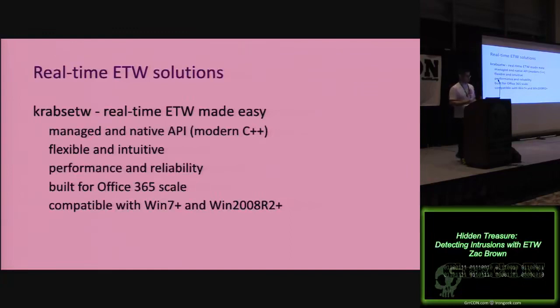CRABS ETW was built by my team. It's a managed and a native API, so you've got a .NET API and a modern C++ one. It's meant to be flexible and intuitive, right? It looks like a .NET API. It makes sense in that respect, and it's very modern C++ for people who know C++. We built it for performance and scale, right? It's built for Office 365.